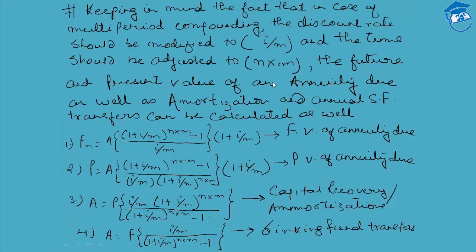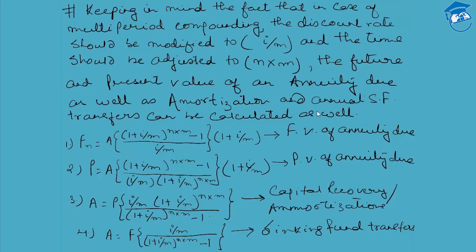the future and the present value of an annuity due, as well as amortization and annual sinking fund transfers, can be calculated as well. Now students, in the very beginning itself, I told you that the concept of multivariate compounding can be used across any kind of cash flows. So they are not restricted only towards a lump sum or an annuity. So we can calculate the present value or the future value under the assumption of a multi-period compounding, whether it is semi-annual or quarterly, across any cash flow patterns.